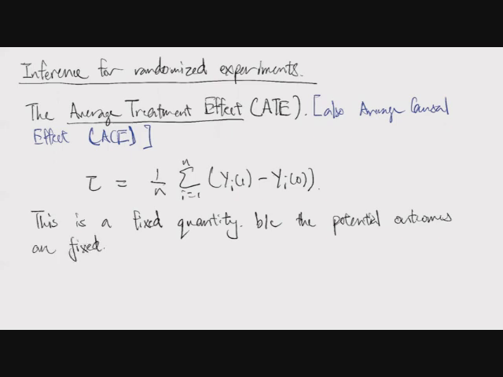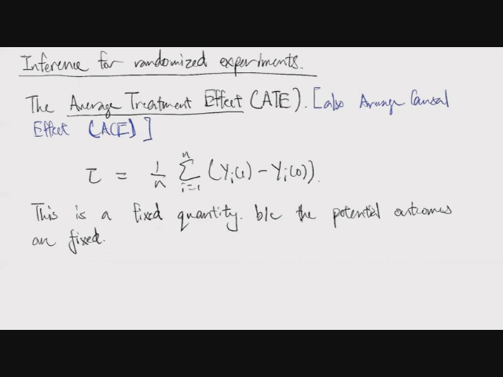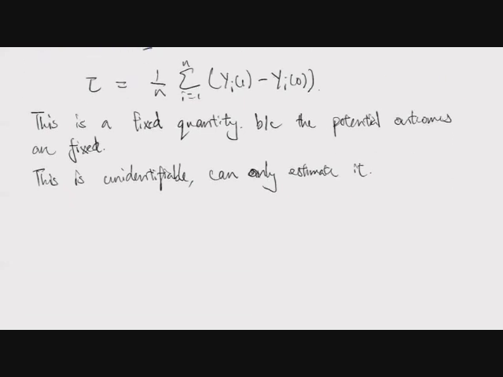Remember the science table from the previous video. The science table with all the entries revealed is a fixed object, and the only randomness is in terms of which entries we see and which entries we don't get to see. Because of the fundamental problem of causal inference, we're not able to actually identify tau. So we can only estimate it. The name of the game in randomized experiments is about how to best estimate this tau.